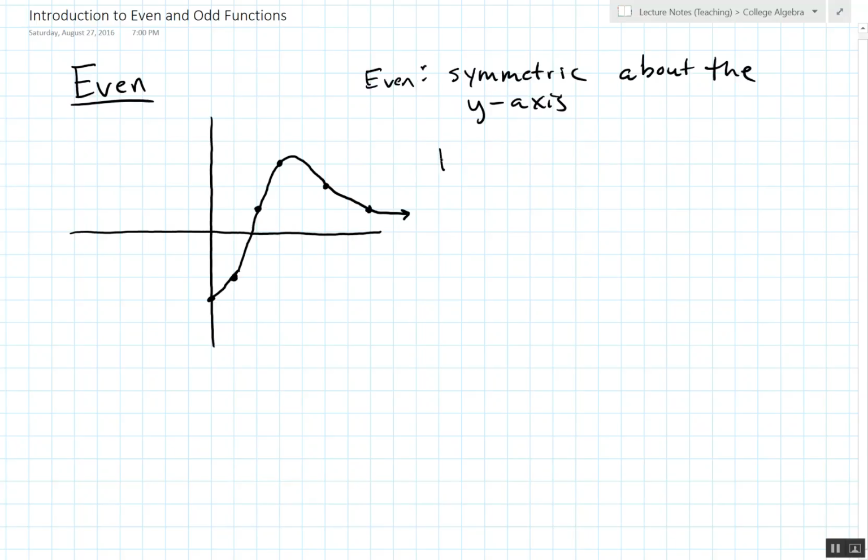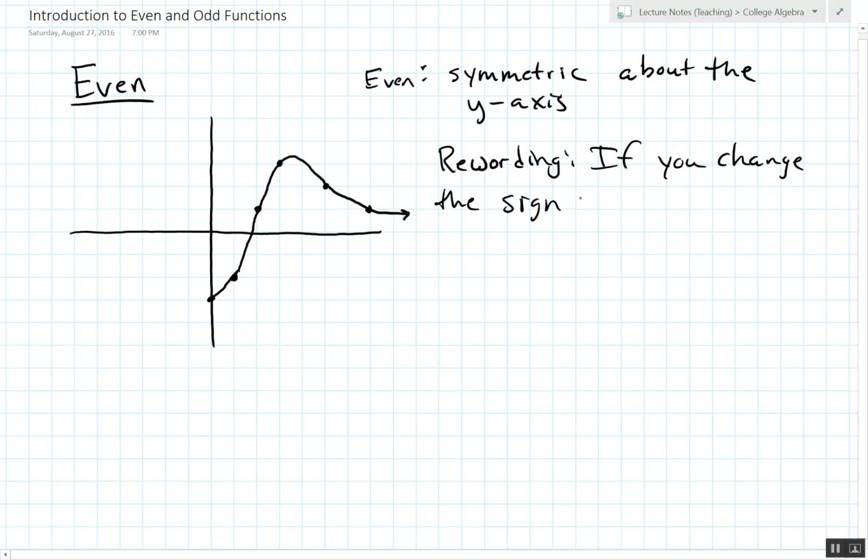But let's reword this in a different way. I discovered recently this is a good rewording of it. If you change the sign of the x-coordinate, you do not change the sign of the y-coordinate. The y-coordinate remains the same.